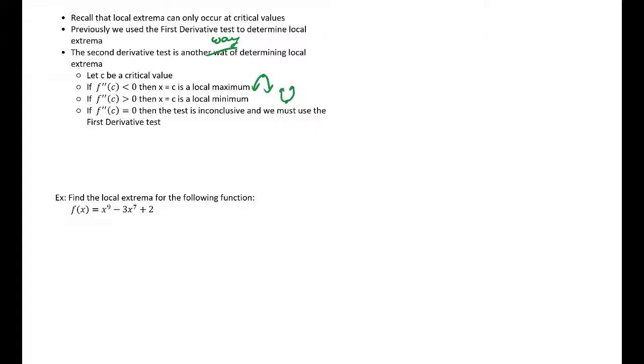A potential drawback of this test though is that if f double prime of c equals 0, then you have to go back to the first derivative test. We say the test is inconclusive. Because we have the potential to get an inconclusive test, what I recommend, since you guys are already familiar and comfortable with it, is to just do the first derivative test if you're trying to find your local extrema.